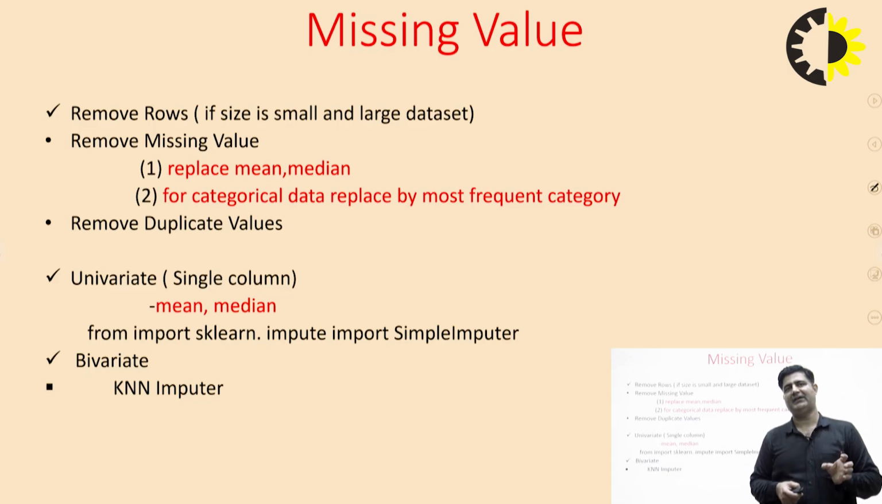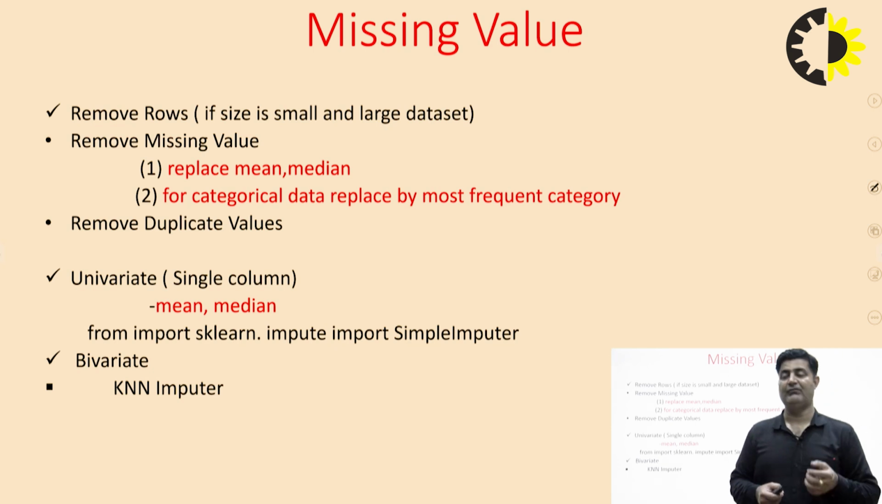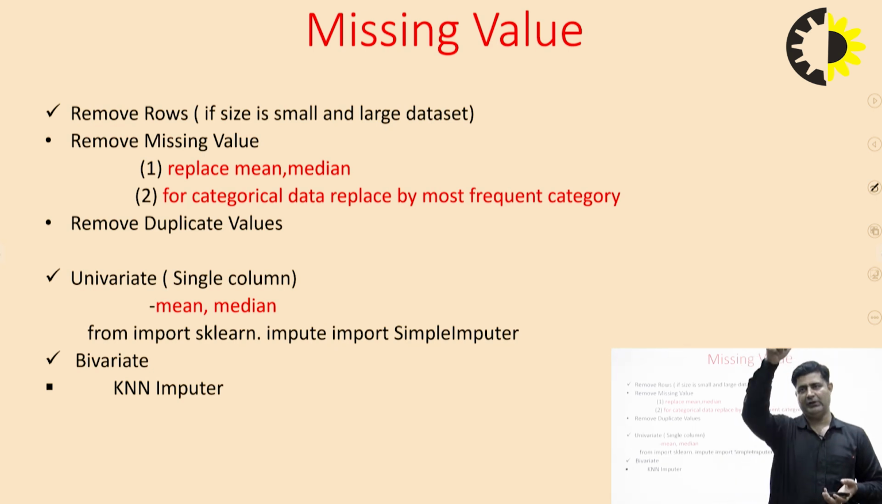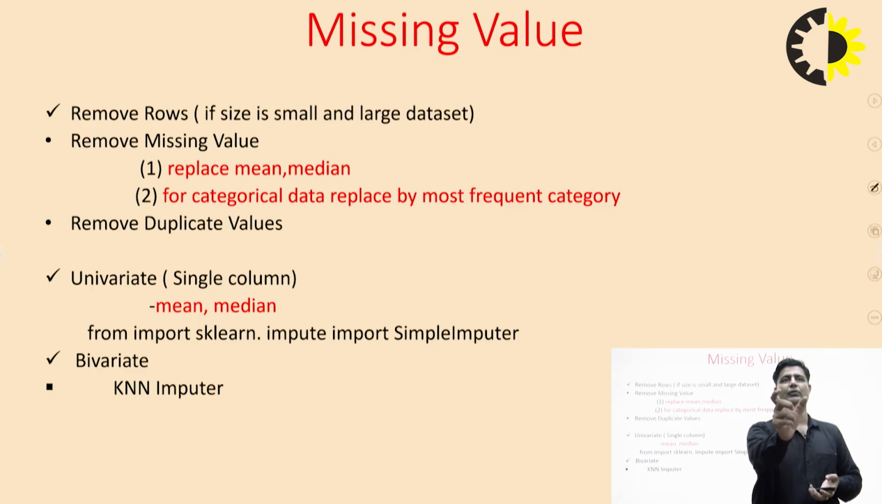For example, we have the age of people and some values are missing from that feature. What we do is simply calculate the mean value of the feature and fill all the missing values with the mean value, or alternatively the median value. Most people use the mean value for that, right?